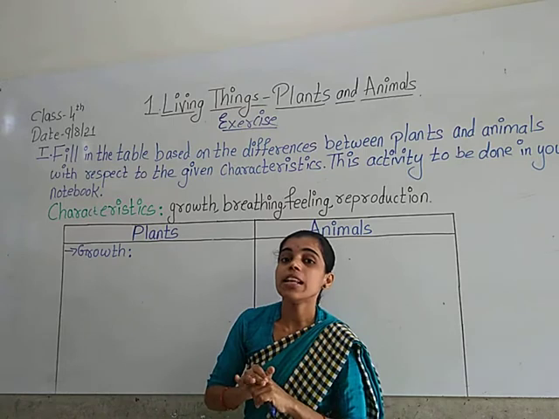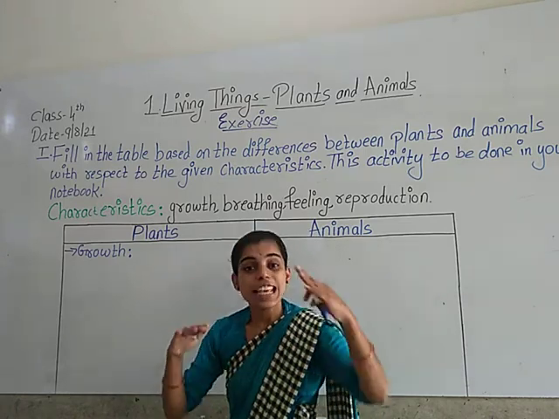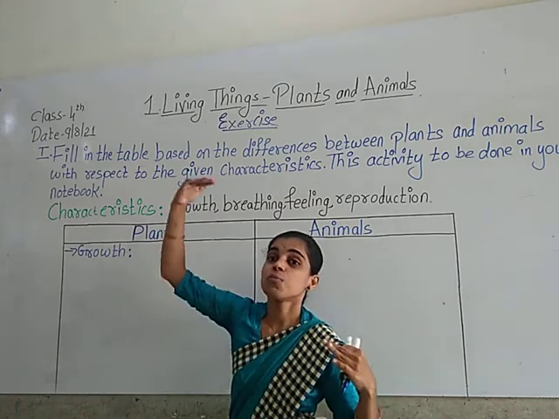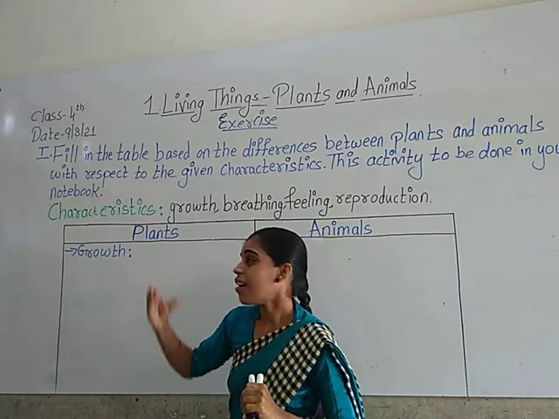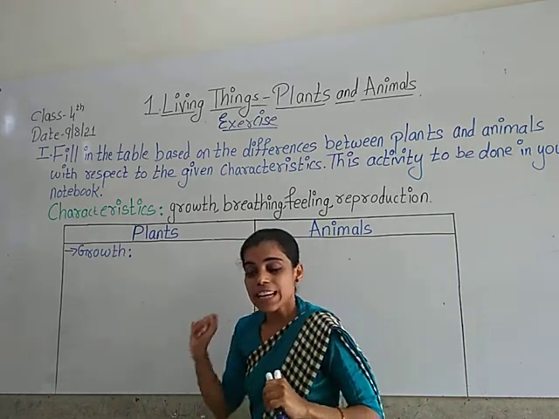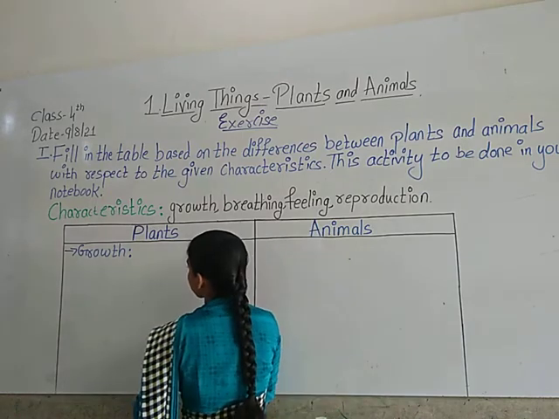For example, a coconut tree. So it grows daily, weekly. It grows more taller and taller. So there is a growth in plant continuously.